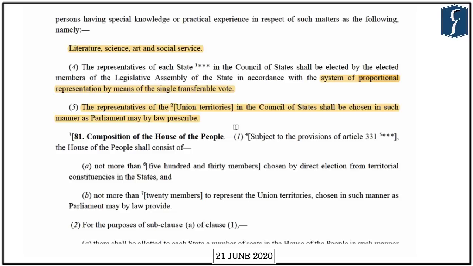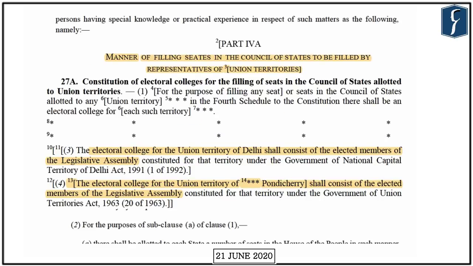As far as the representatives of the states are concerned, the process is well defined, and that is single transferable vote, proportional representation. But as far as the representatives of the union territories are concerned, it is not defined by the Constitution. And accordingly, Parliament has enacted two laws, Representation of the Peoples Act 1950 and 1951. And these procedures are dealt in Representation of the People Act 1950, according to which, for the purpose of filling any seat in the Council of States allocated to Union Territory of Delhi and Puducherry, the Electoral College shall be same as Legislative Assembly.